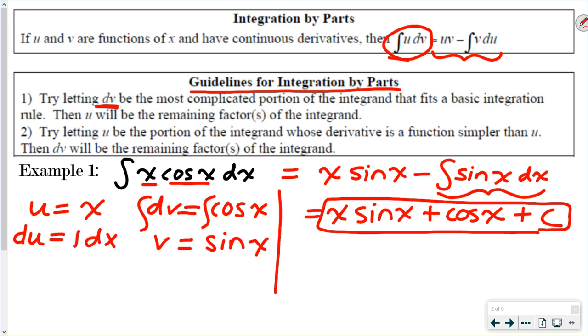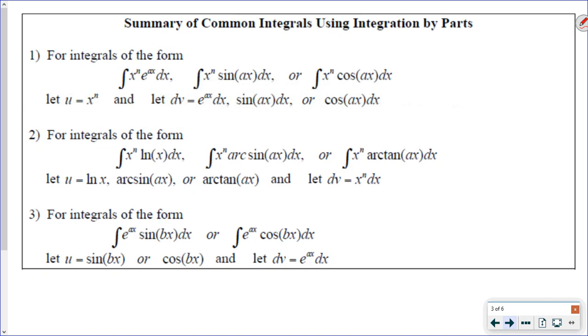Okay, now that you've got the overall idea, let's look at a few different scenarios that can happen. Well, actually, before we get to that, here is a little bit more help with figuring out what to set u equal to and what to set dv equal to. If you have an integral in any of these forms, where you have x to the n times an exponential function or x to the n times a trig function, then you want to let u equal x to the n and let dv equal the exponential or trig function.